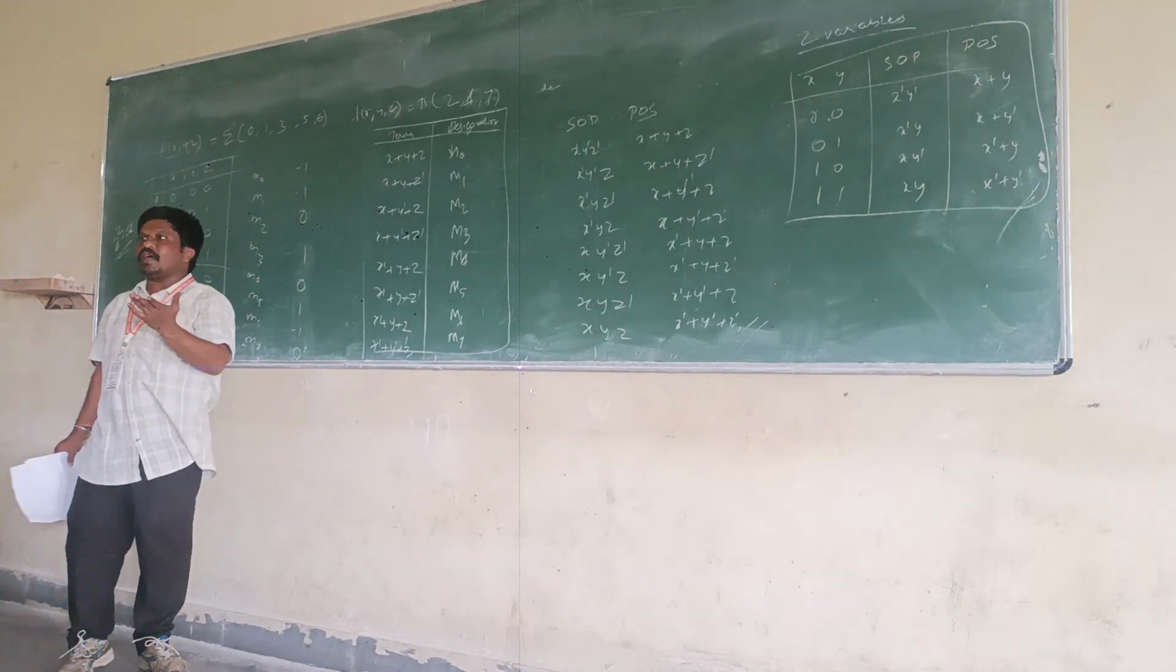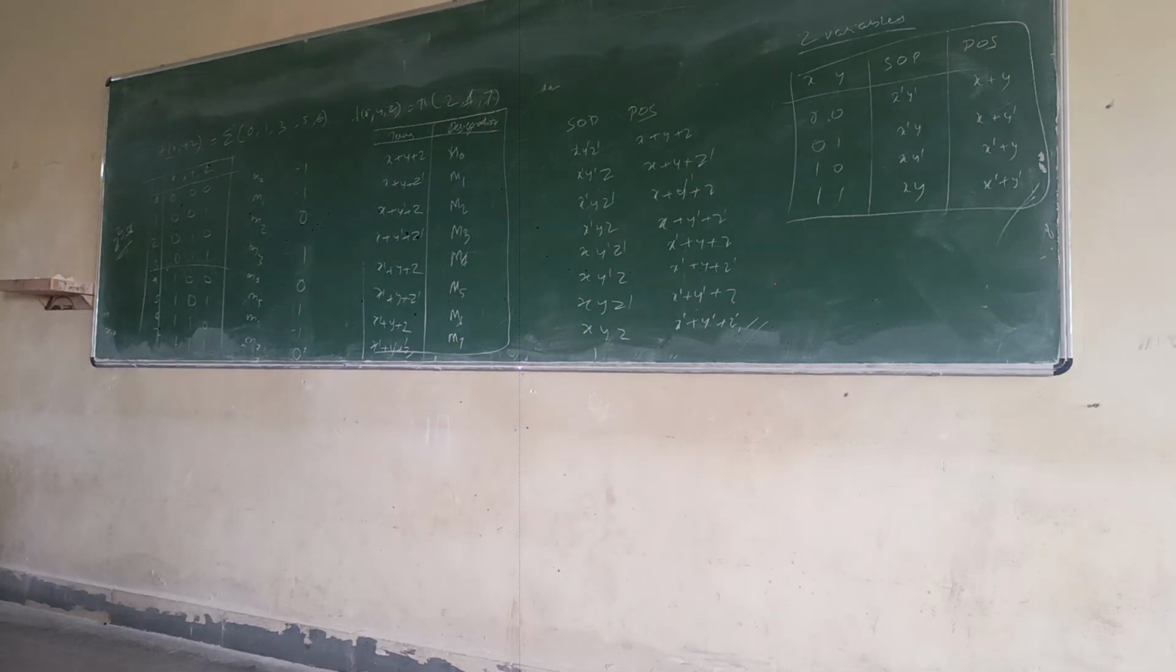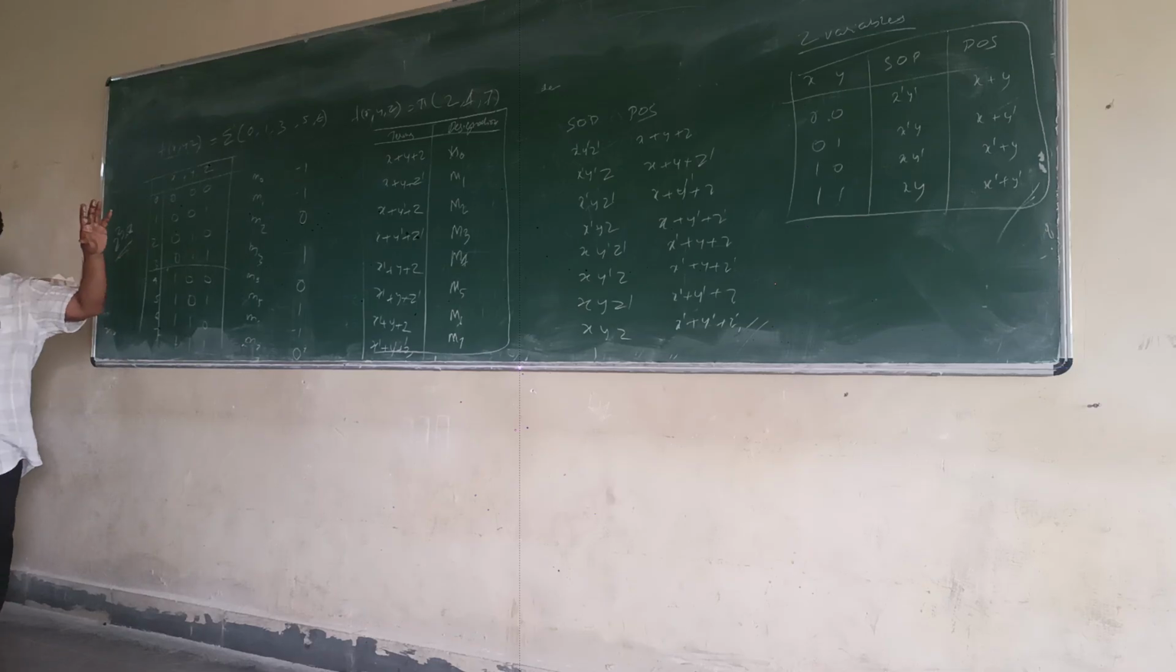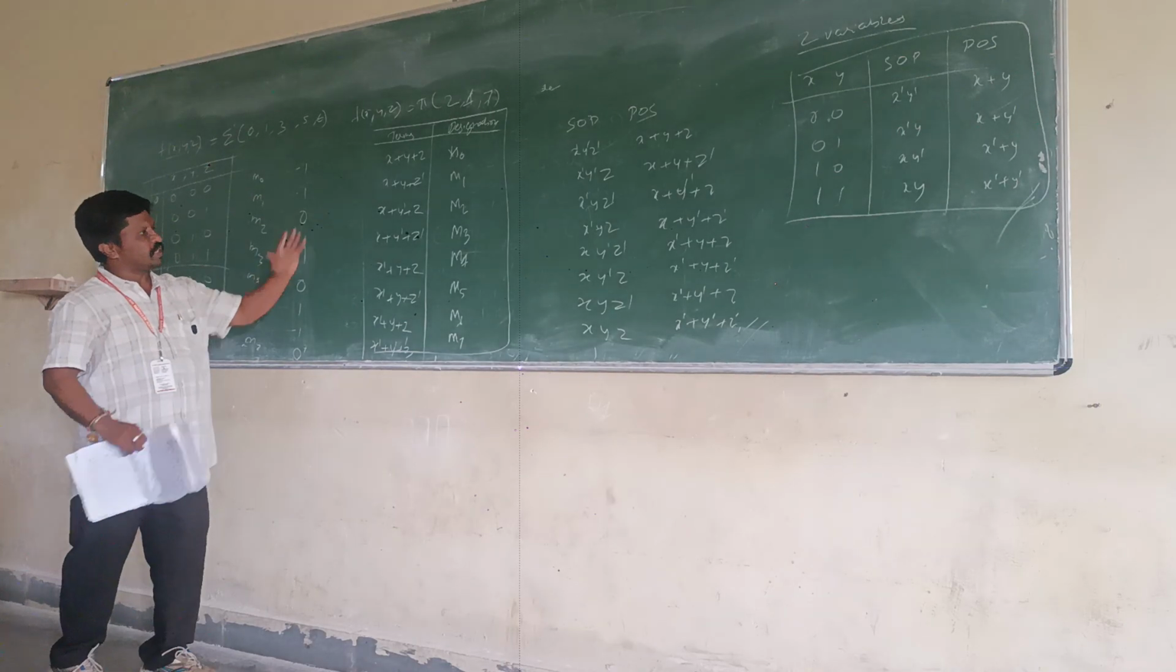Wherever you find the terms present in the function, those are replaced with 1, and the terms which are not present in the given function are filled with 0. You should remember this in the SOP form. In the POS form, it's completely opposite.